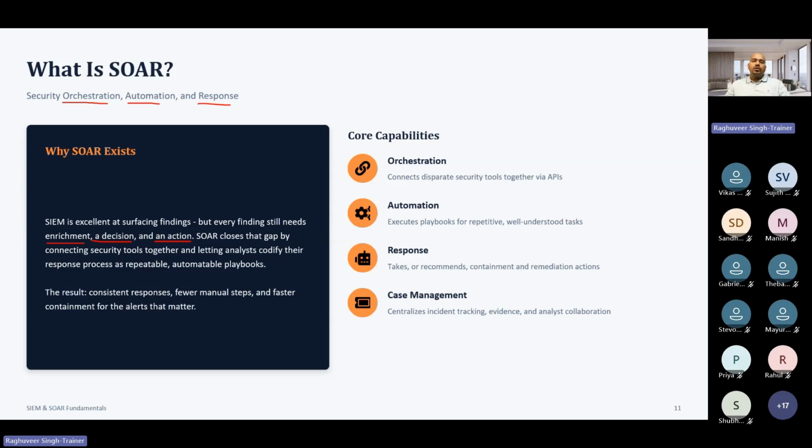SOAR will extract the important information from that phishing email. From the email header, it will extract the URL. It will extract the domain. It will extract any attachment in the email. It will also extract the source IP from where the email originated. SOAR will quickly extract all of that information, and then compare it with open source intelligence.